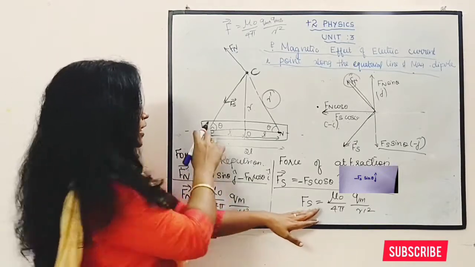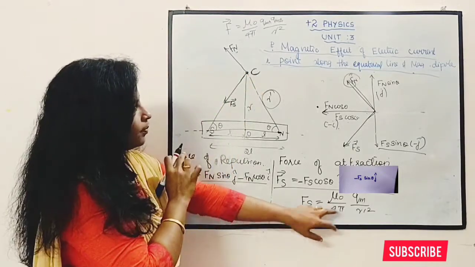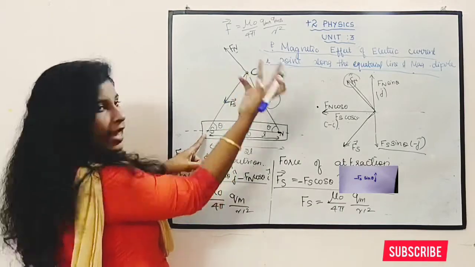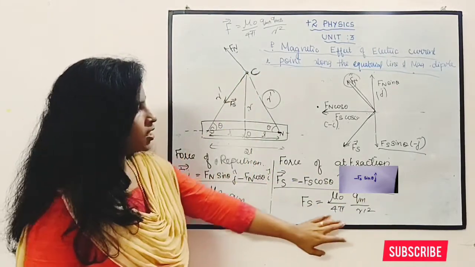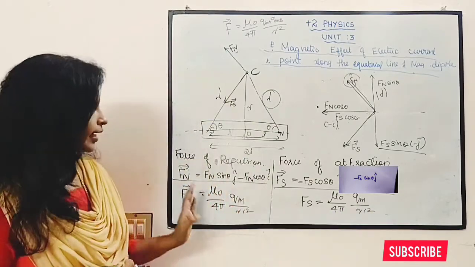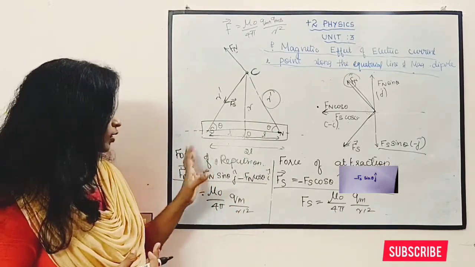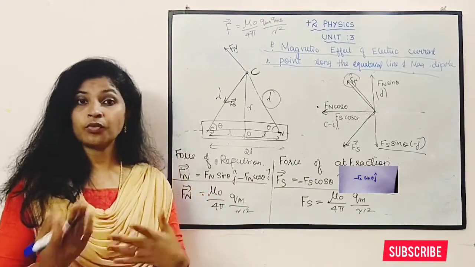Similarly, for here also the same thing. Okay, mu naught by 4 pi, this is qm, this I have taken as 1, so qm by the distance, here also it is r dash, so r dash square. Okay, clear? So what is the next point? We have calculated the force of repulsion and the force of attraction. Then what's the next point?